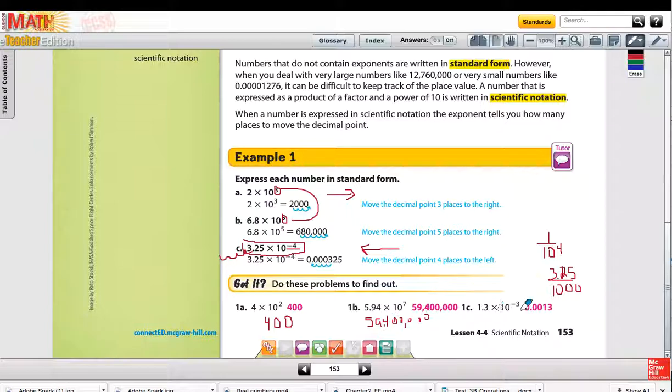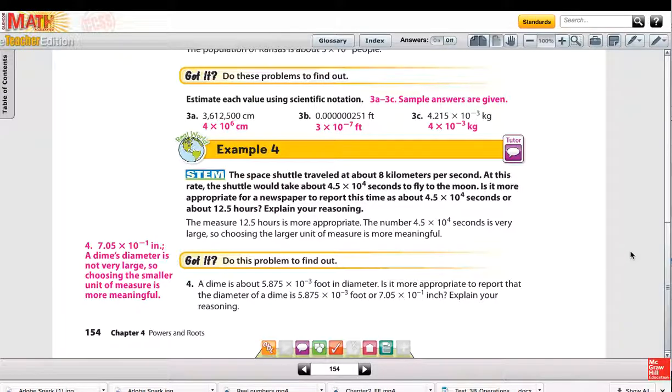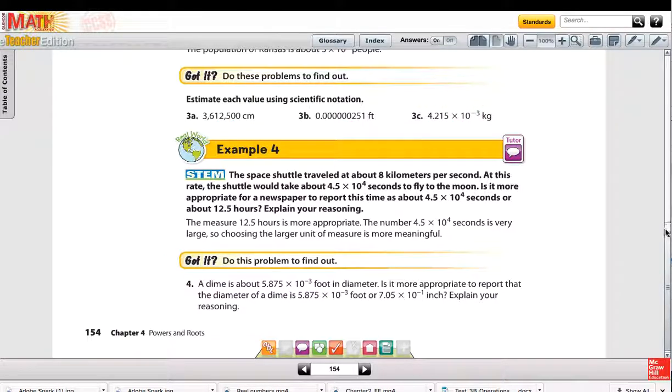And what you have is 59,400,000. In 1c, it's a negative exponent, so we're going to move that decimal place 1, 2, 3 places to the left, and then you're going to fill in zeros for those empty spaces. So it's 0.0013. At the top of page 154, we have example 2.